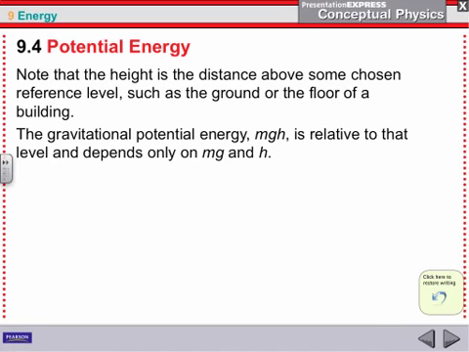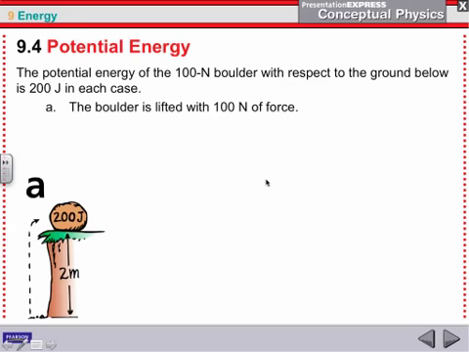Okay, note that the height is the distance above. In other words, what we're saying is this is all relative. Okay? So typically we might be talking about the ground. That's the potential energy it has in case of the ground. But our ground here is not the same height. This is the ground in Denver and so on. So it's relative to whatever you pick for potential energy in terms of gravitational potential energy.